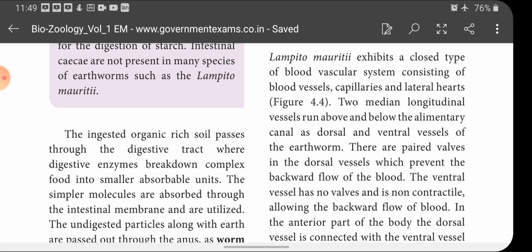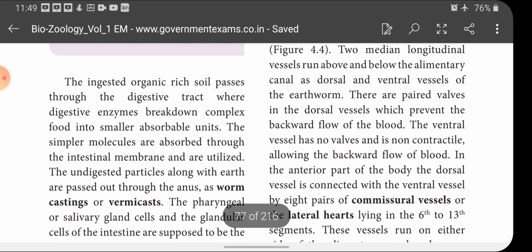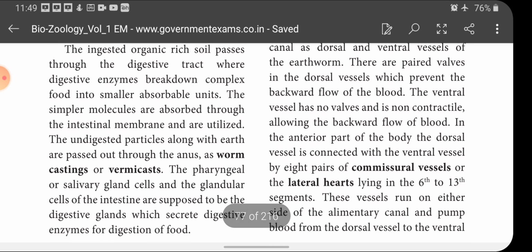Once again, I will go through it. Lampito mauritii exhibits a closed type of blood vascular system consisting of blood vessels, capillaries, and lateral hearts. Two median longitudinal vessels run above and below the alimentary canal as the dorsal and ventral vessels of the earthworm. There are paired valves in the dorsal vessel which prevent the backflow of blood. At the same time, the ventral vessel has no valves at all and is non-contractile, allowing the backward flow of blood. In the anterior part of the body, the dorsal vessel is connected with the ventral vessel by 8 pairs of commissural vessels or lateral hearts.